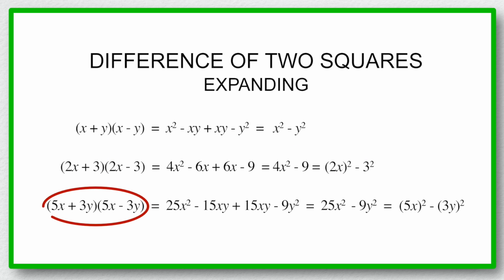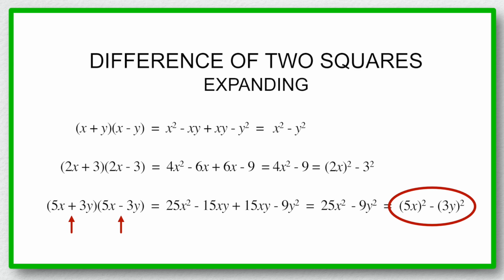We have (5x + 3y)(5x − 3y). The difference between the expressions in the brackets is the sign. The expanded expression is again the difference of two squares: 5x all squared, subtract 3y all squared. And notice the relationship between the squared terms here and the bracketed terms here. So that's 5x, and then we have 5x all squared, and we have 3y and 3y all squared.